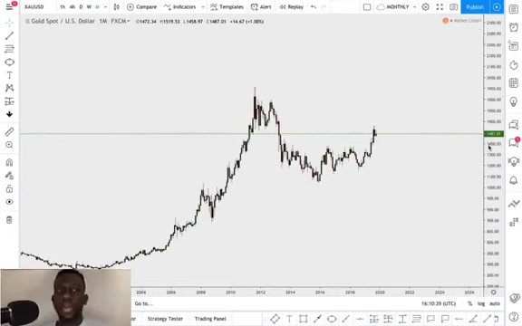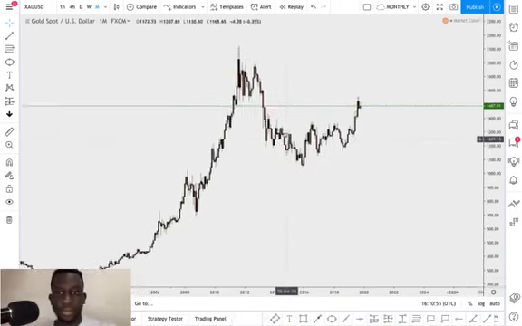Hey guys, so the second pair I'm going to be going over today is actually gold. So I'm going to be doing a top-down analysis on gold, a bit similar to what we saw on GBPUSD. And yeah, the same principles basically apply. So if you're ready, let's kick it off.